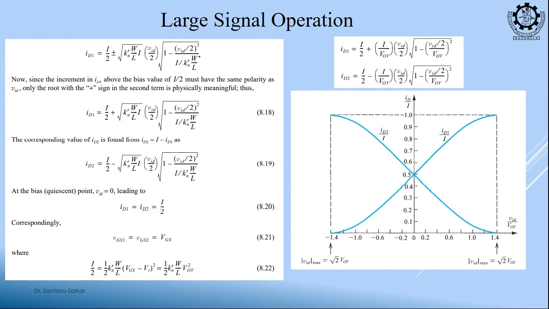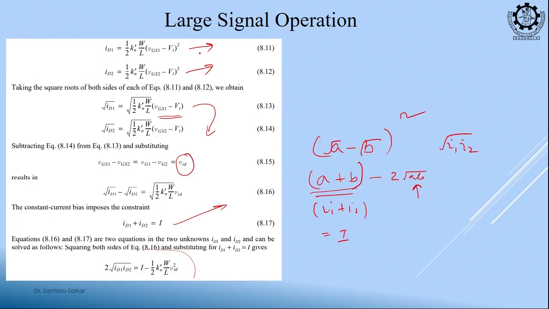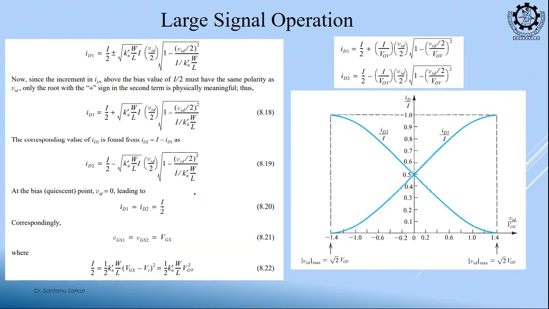So, from that term, this term we will put it here and we will calculate ID1 and ID2, that is actually plotted here. ID1 is equal to I by 2 plus some expression, and what is this expression saying? That if VID goes positive, ID1 will increase, if VID goes negative, ID2 will increase. Differential, right, opposite way should happen.